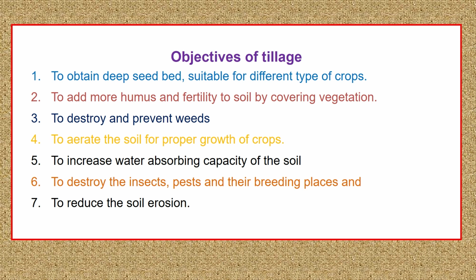Tillage is also done to destroy insects and pests. Tillage is also done to reduce soil erosion to a certain degree. We are able to reduce soil erosion because of tillage. Over tillage will increase soil erosion, but if you keep your soil plowed to certain limits, it will check the runoff, and that's how erosion will be minimized or reduced. So these are all the objectives for which tillage or plowing is done.